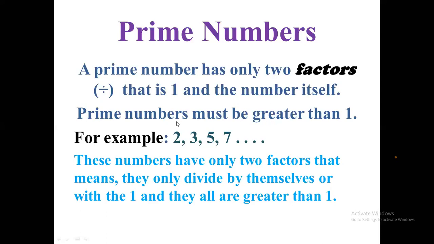Then they are saying that prime numbers must be greater than 1. The other condition is that they are always greater than 1. I have written some examples over here. Just consider 2. 2 is a number which comes only in its own table or in the table of 1. The same with 3, 5 and 7, and so on. These are all those numbers which come either in their own table or in the table of 1. That's why they are saying these numbers have only 2 factors. That means they only divide by themselves or by 1, and they are all greater than 1.